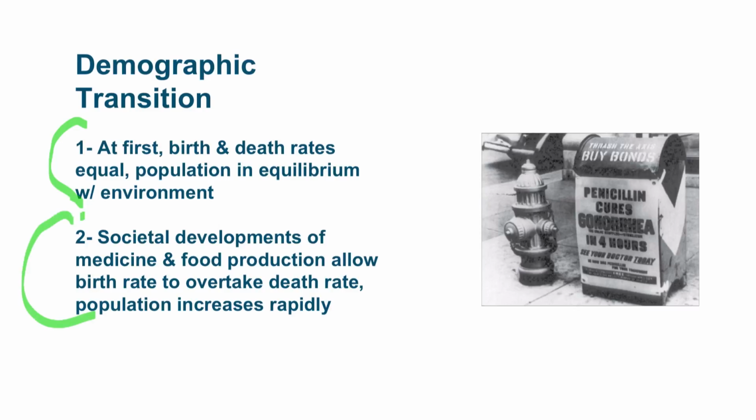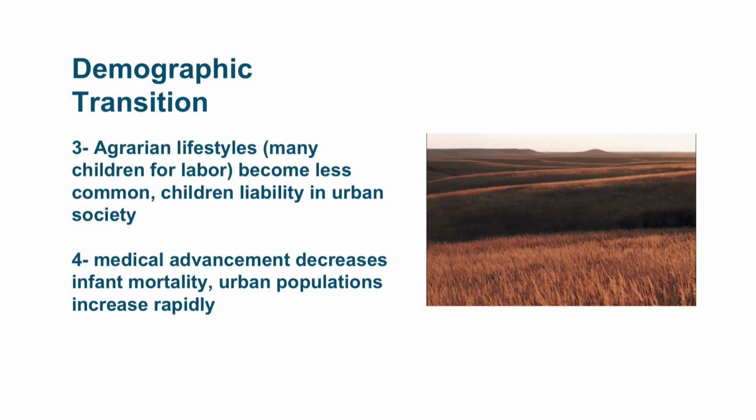Society starts to develop, medicine and food production improve, and this allows the birth rate to overtake the death rate, so the human population increases rapidly. Next, agrarian lifestyles, which tend to have as a benefit many children to help with labor, become less common. Children become a liability in urban settings. Medical advancement then decreases infant mortality, so urban populations increase rapidly.